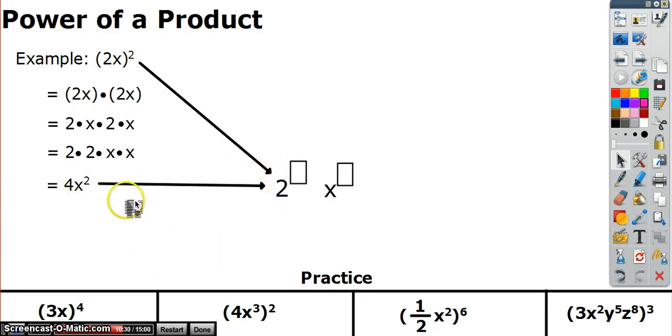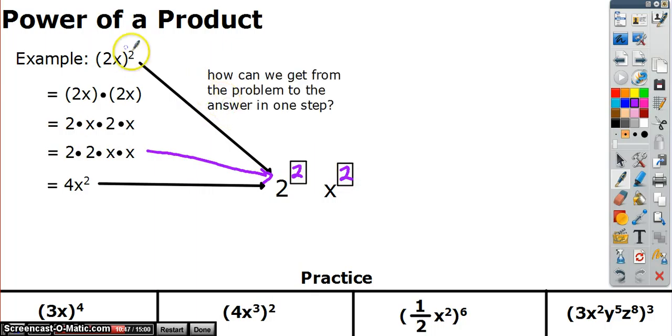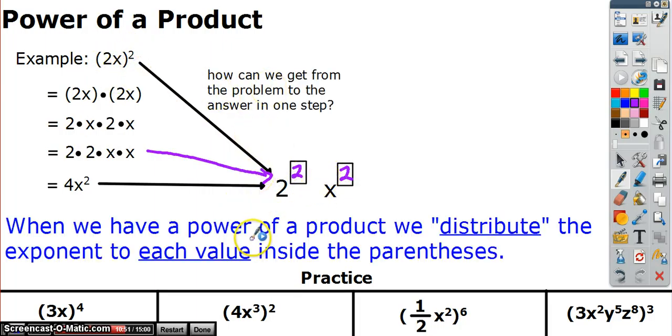Once again, though, I'm not really interested in 4x squared as an answer. I'm more interested in what happened to that exponent. How did the 4 and this x squared come to be? So again, kind of from that step, how many 2's are there? 2 2's. How many x's are there? 2 x's. So look at the original and look at our answer, and what do you think happened there?